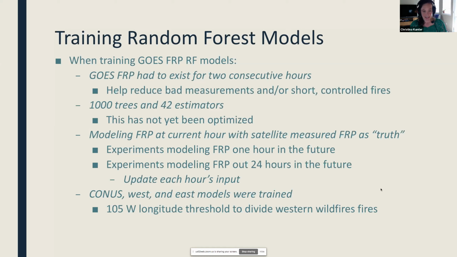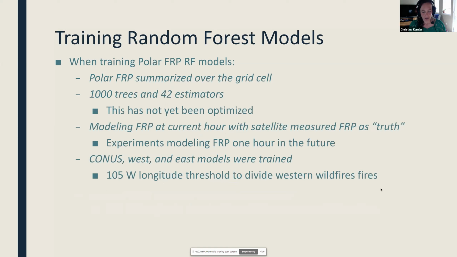We split the data into 3 separate categories. So we trained models on all of CONUS, which would include more controlled burns, and east and west. We chose just to look at the west, which would hopefully really target those wildfires. And then the polar data went under all the same requirements except for the next hour requirement, because polar data, as some of you may or may not know, passes over an area quickly. So the likelihood of there being a next hour measurement is very, very low.